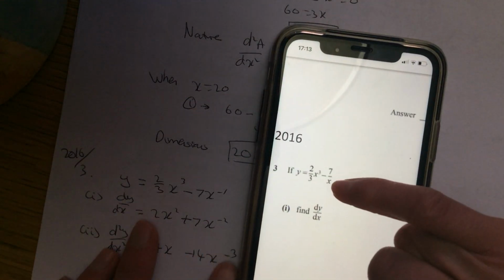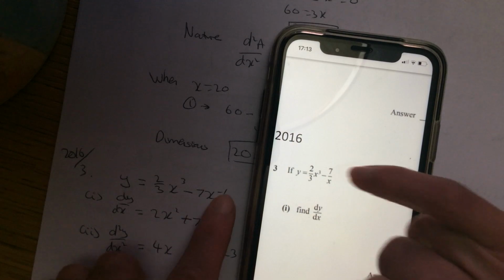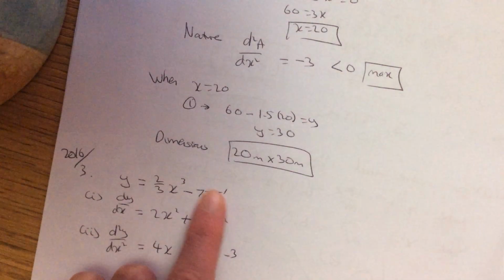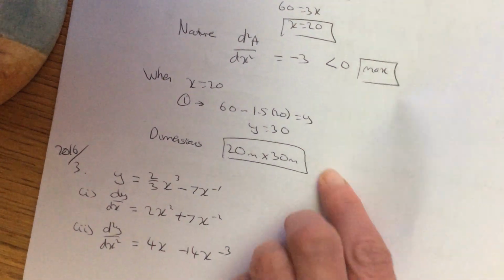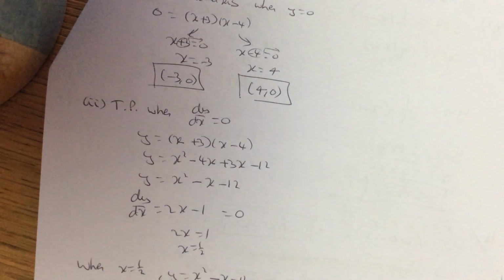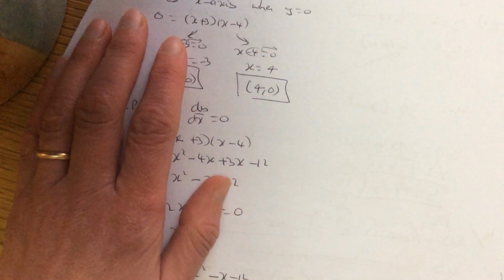Number 3, hopefully you can spot the x in the bottom. Bring it up as an x to the -1. Differentiate once and differentiate twice. Okay, over the page. These ones are so long.